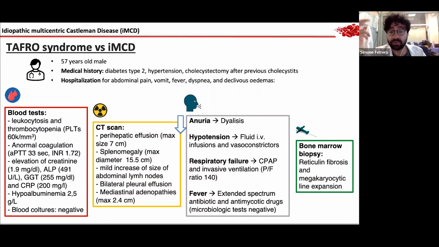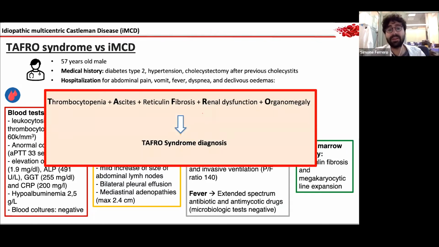We use infusion, vasoconstrictors, CPAP for respiratory failure, and fever, but extended spectrum antibiotics and antimycotic drugs were not effective. Finally, we performed a bone marrow biopsy that shows reticulum fibrosis and megakaryocytic line expansion. So what is this? This is a TAFRO syndrome. T for thrombocytopenia, A for ascites, F for reticulum fibrosis or fever, R for renal dysfunction, and O for organomegaly.